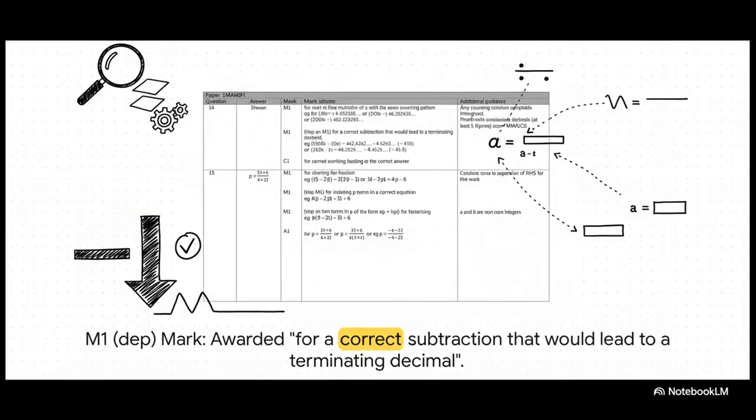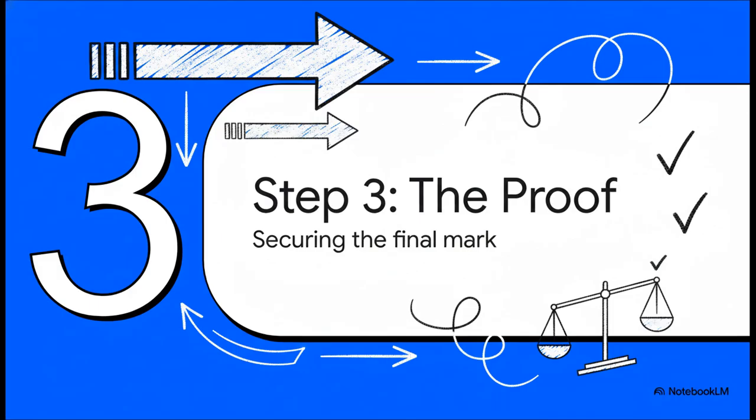And that right there, that's your second method mark. Plain and simple. The mark scheme says it's for a correct subtraction that leads to a terminating decimal, which is just a fancy way of saying a number that doesn't go on forever. You've shown you know the core trick. Okay, we're almost there. We've done the hard part. We have our simple equation, and now we just need to solve it and present the answer properly to complete our proof and grab that final mark.